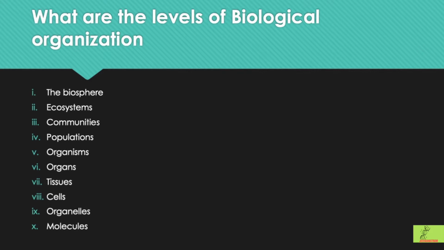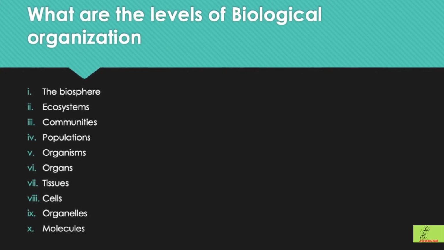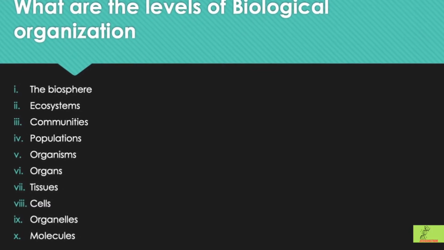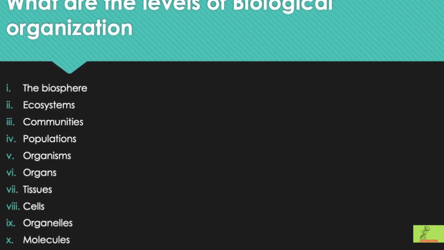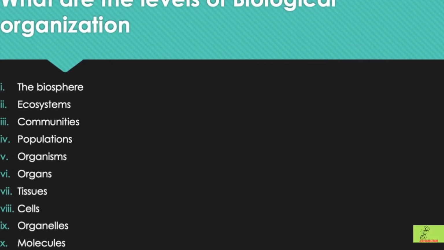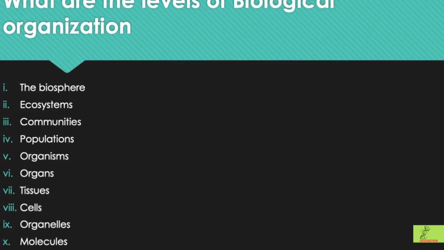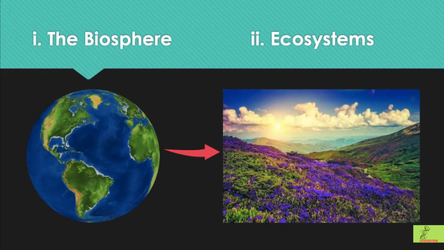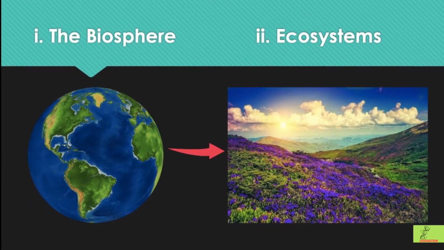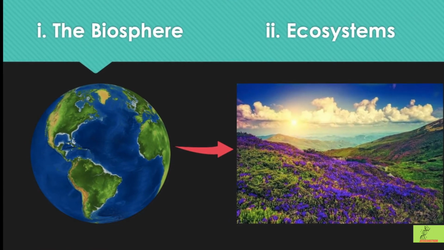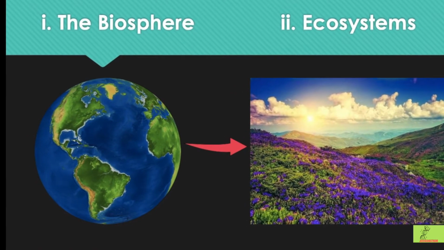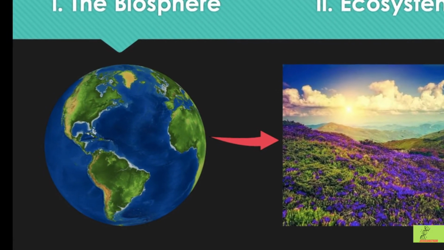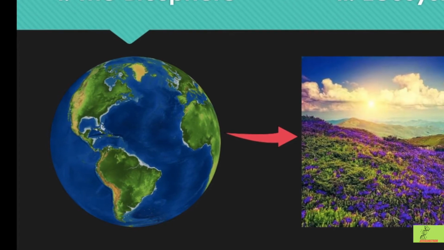Now I'm going to discuss the levels of biological organization. There are 10 levels: the biosphere, the ecosystem, communities, populations, organisms, organs, tissues, cells, organelles, molecules. I'm going to discuss each of them. So, what is the biosphere? It is the highest level. It consists of all life, everything that is alive on earth, and all the places where life exists on earth.